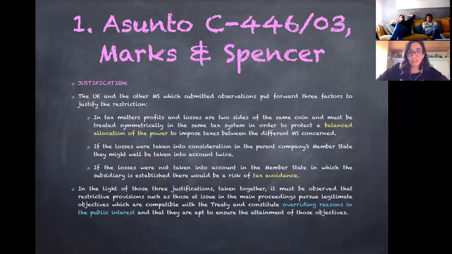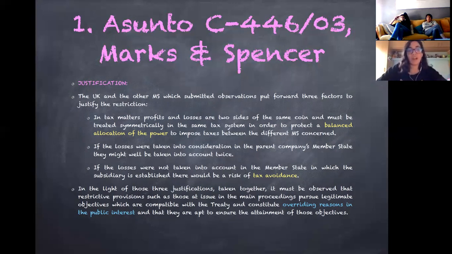The United Kingdom put forward 3 different cases of justification for the restriction applied. On the one hand, the need to protect a balanced allocation of power. According to the United Kingdom opinion, in tax matters, profits and losses are 2 sides of the same coin and must be treated in the same way.